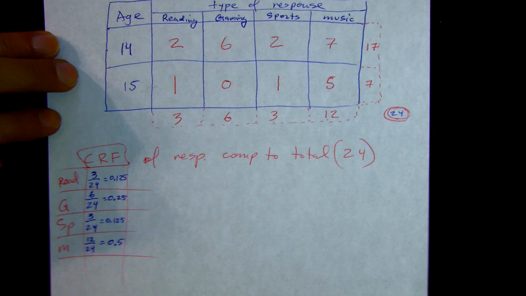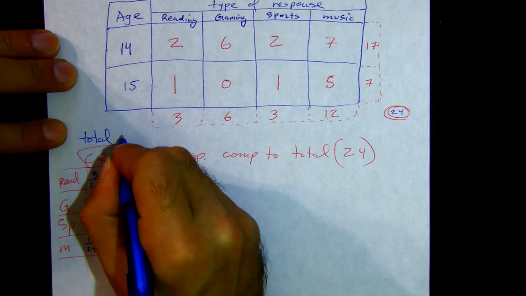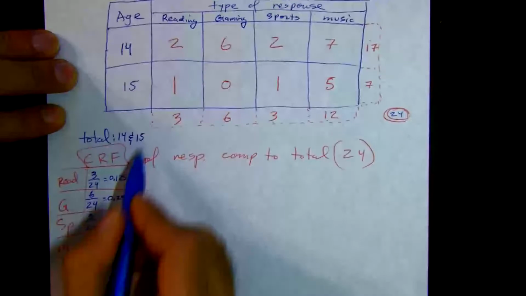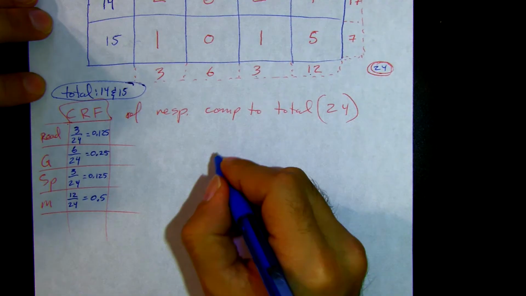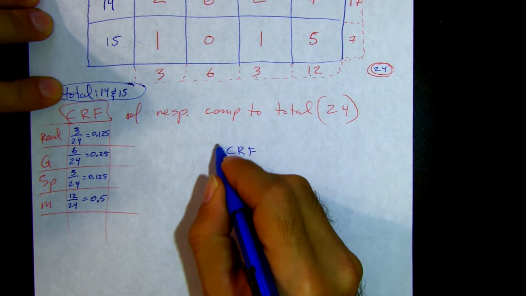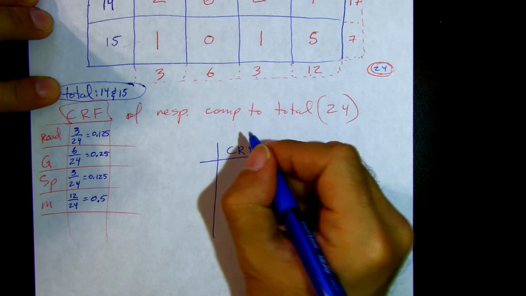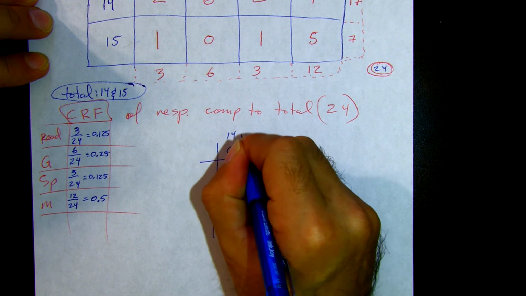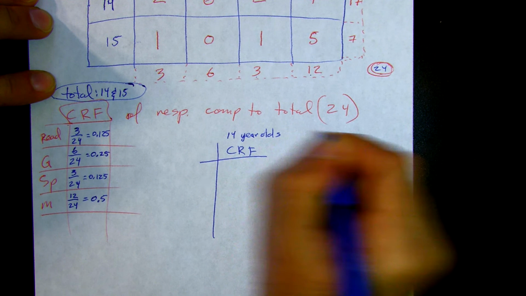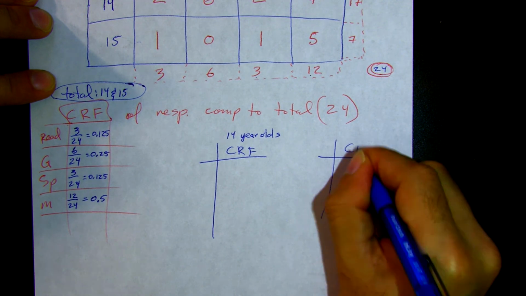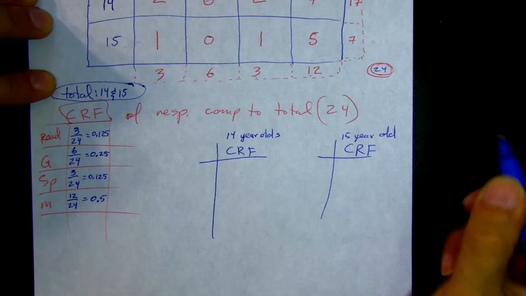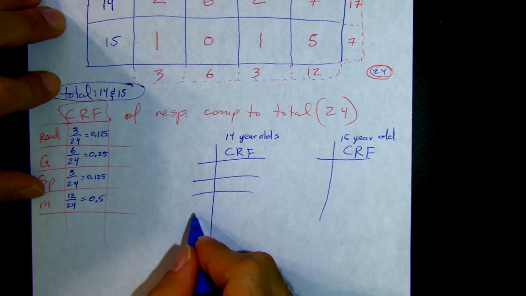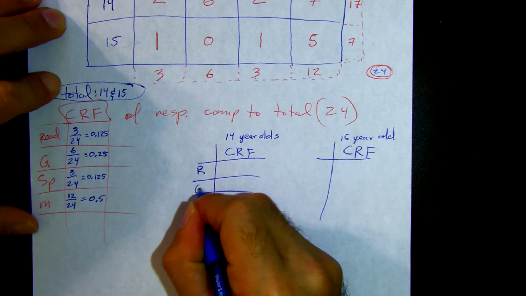Everyone okay with this so far? It's pretty good, right? Now this is total, right? This is total. So this is 14-year-olds and 15-year-olds, right? They also are going to ask you to do the CRF for 14-year-olds and the CRFs for 15-year-olds. It's just calculator work. It's no biggie.